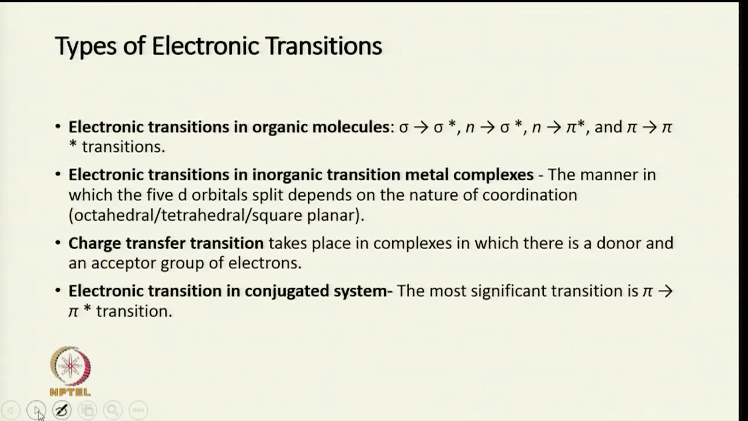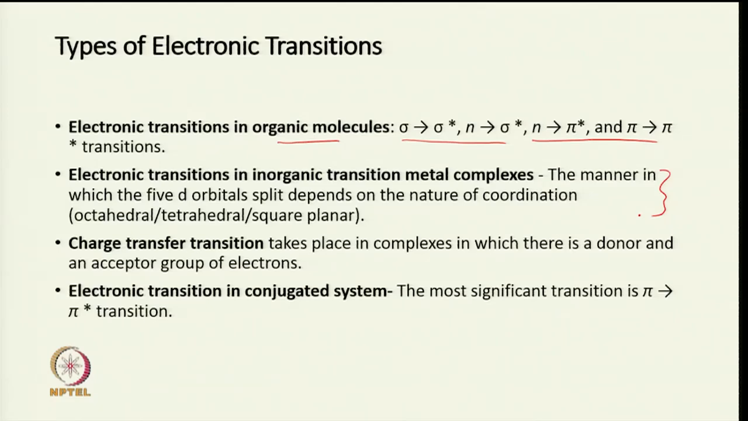The types of electronic transitions in organic molecules are sigma to sigma star, n to sigma star, n to pi star, and pi to pi star transitions. In inorganic transition metal complexes, we again come across electronic transitions, and that is basically the d-d transition. The d-d transition is governed by the manner in which the five d orbitals split. When a ligand comes to the metal, the five degenerate d orbitals of the metal split into two or three different groups depending on the nature of coordination. Coordination can be of three types: octahedral, tetrahedral, or square planar.